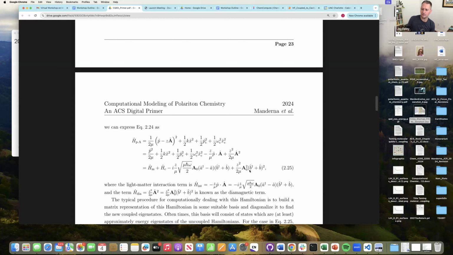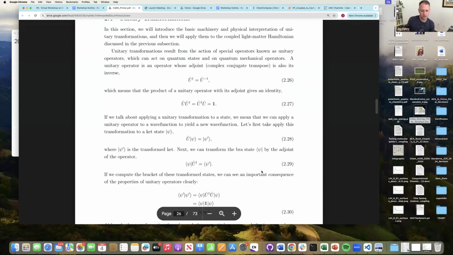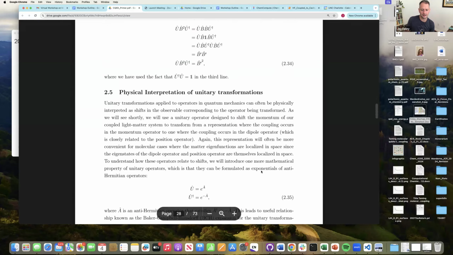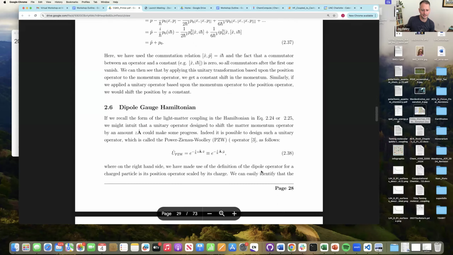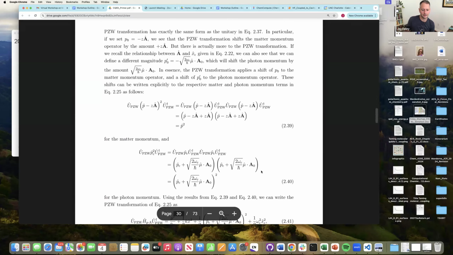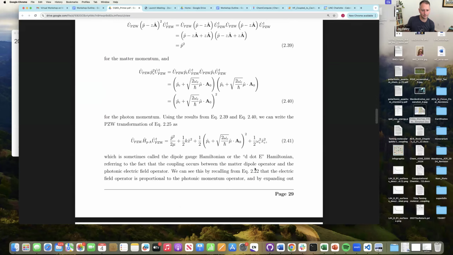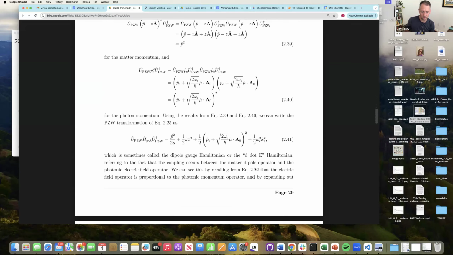And then we had a third term. So this was a linear term in each subsystem. And we had a fourth term, which is quadratic. It's got basically the square of the vector potential operator for the cavity subsystem. And that's the so-called P.A Hamiltonian, or the minimal coupling Hamiltonian. And we went through this PZW transformation, which ultimately got us to this second Hamiltonian, which is called the dipole gauge Hamiltonian, or the D.E Hamiltonian.